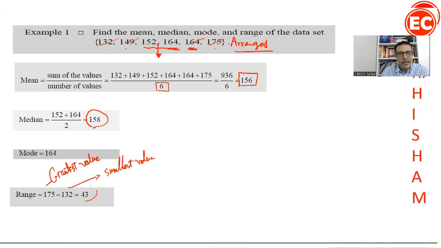As we can see, the range is equal to 43.